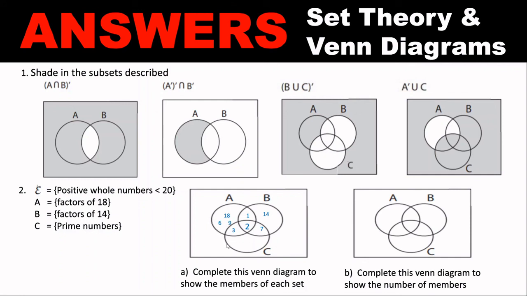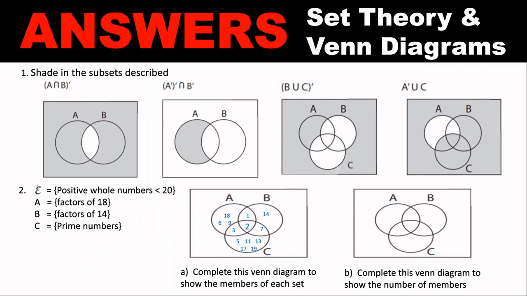And finally, set C, which was the prime numbers. Here I've got 2, 3. The next prime number I'm thinking of is 5, then 7, then 11, 13, 17, and 19. So I've got all of my prime numbers up to, but not including 20. And that's it. What's missing, however?